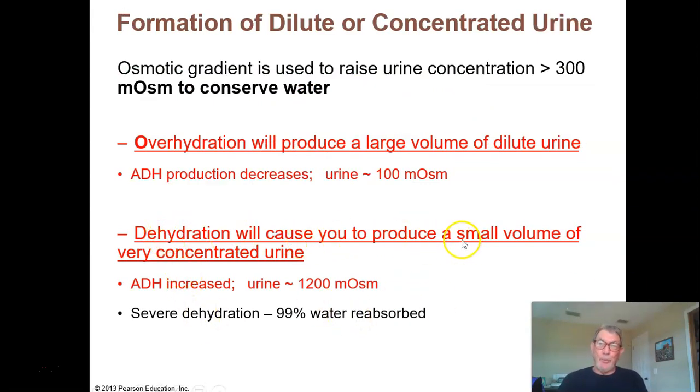Dehydration will cause you to produce a very small volume of very concentrated urine. So you increase ADH, you open all those aquaporins, you reabsorb all of that water, and the urine stays super concentrated. You pee out and it looks orange. A small amount of really highly concentrated urine, because you're trying to get rid of the stuff you need to, but keep as much water as you can.